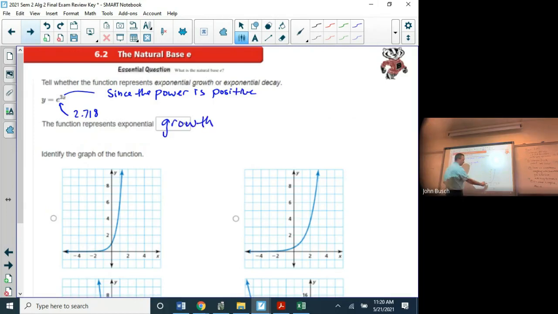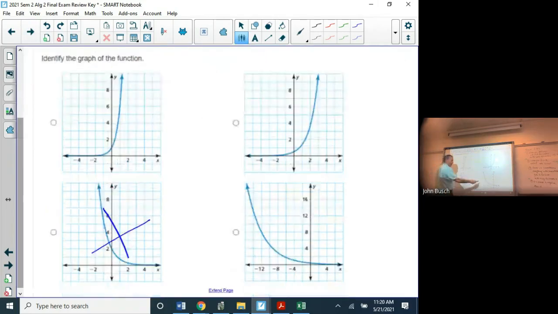So if you're choosing growth, that's growth, that's growth. This is decay, and that's decay because it goes down from left to right. This goes up, and this one goes up.